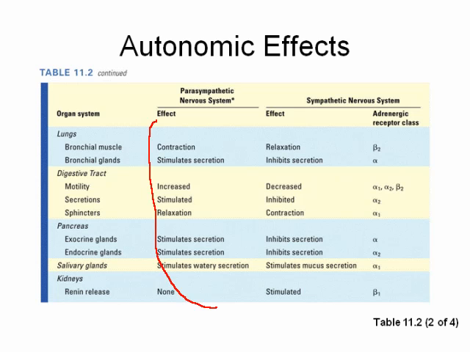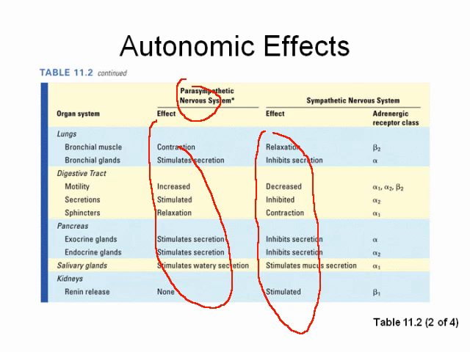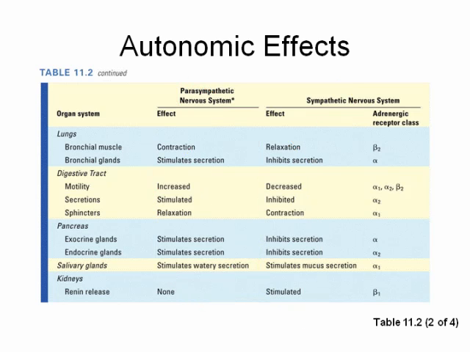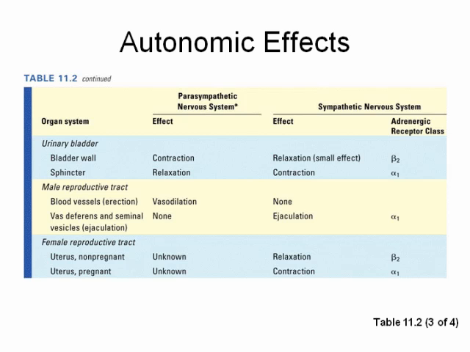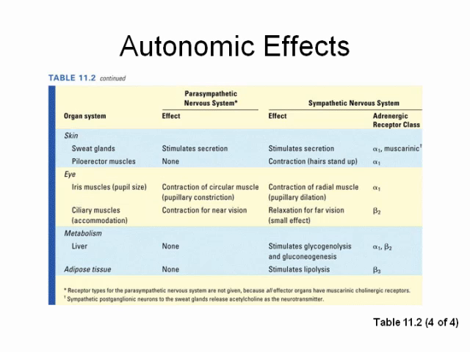And again, looking at this chart, most of the responses that are produced by the parasympathetic nervous system are the exact opposite of those produced by the sympathetic nervous system. As well as in the urinary system, reproductive tracts, we still have these opposing effects. In the skin as well, control of sweat glands.